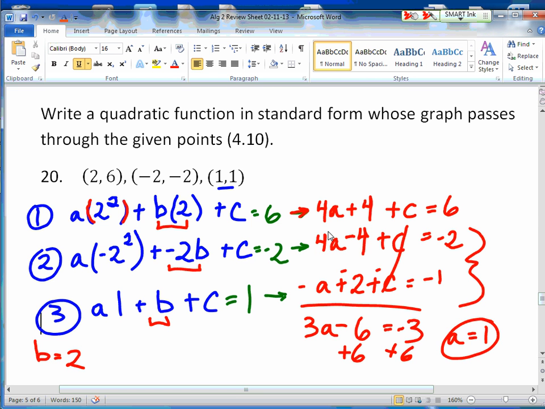So now we have a and b, so all we have left to do is to plug in a and b into one of these equations. Let's pick the easiest one to figure out what c is. So we have 1 as a plus 2 as b plus c, which we're not sure what it is, equals 1. So we have 3 plus c equals 1. Then subtract 3 on both sides. So c equals -2.